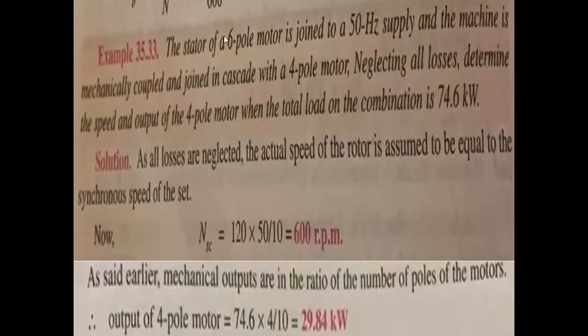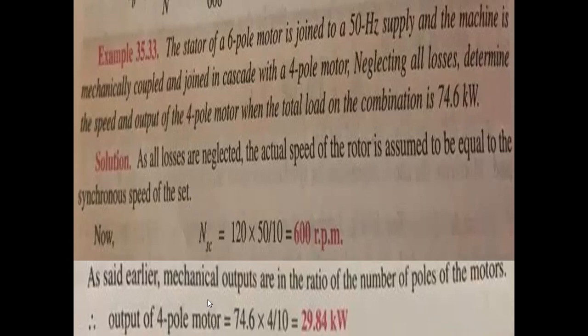The stator of a 6-pole motor is joined to a 50 Hz supply and the machine is mechanically coupled and joined in cascade with a 4-pole motor. Neglecting all losses, determine the speed and output of the 4-pole motor when the total load on the combination is 74.6 kilowatts. Same problem, but we have to calculate the torque here.